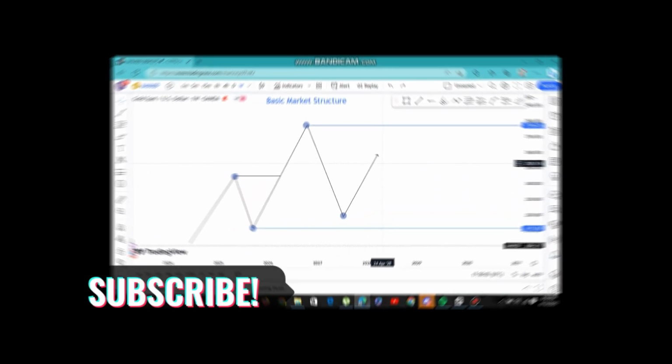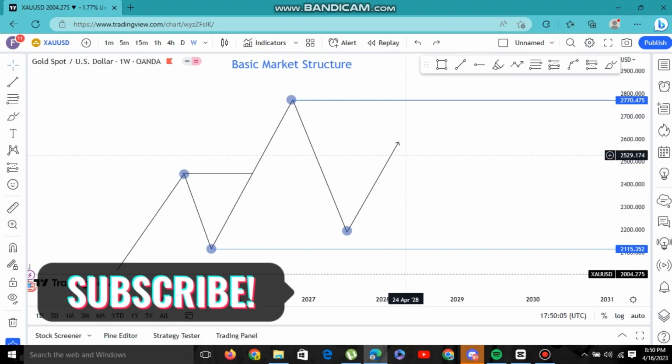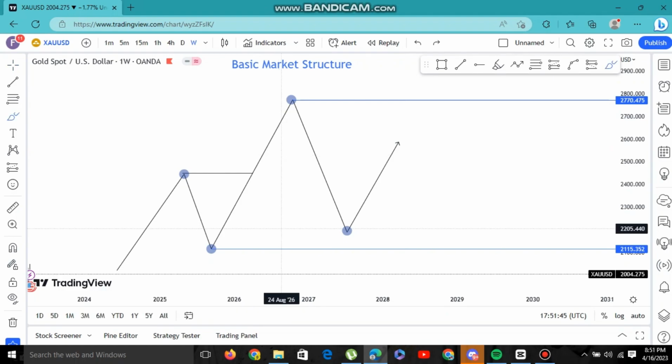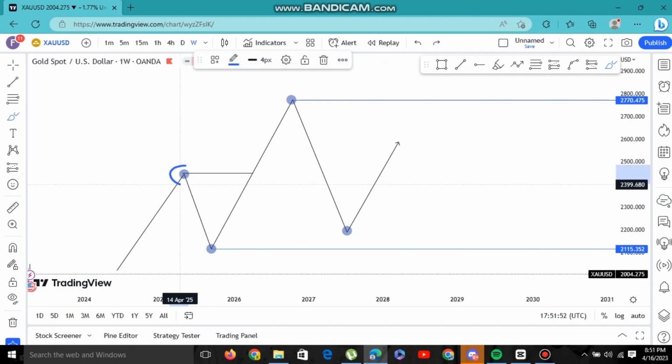So one last thing we can look at before we go to the advanced market structure here is break of structure. So break of structure is when a structure point... Remember the structure points I told you. We have the high, we have the low. So these are structure points. They are always in constant battle.